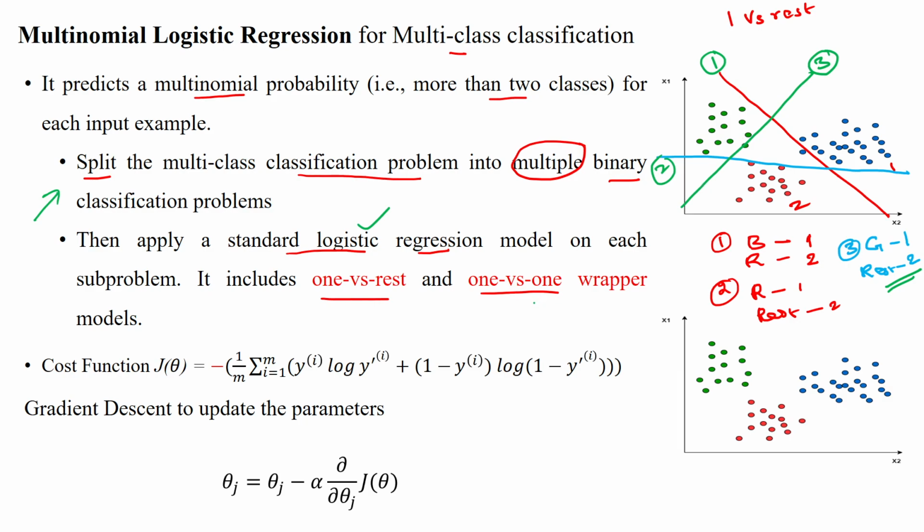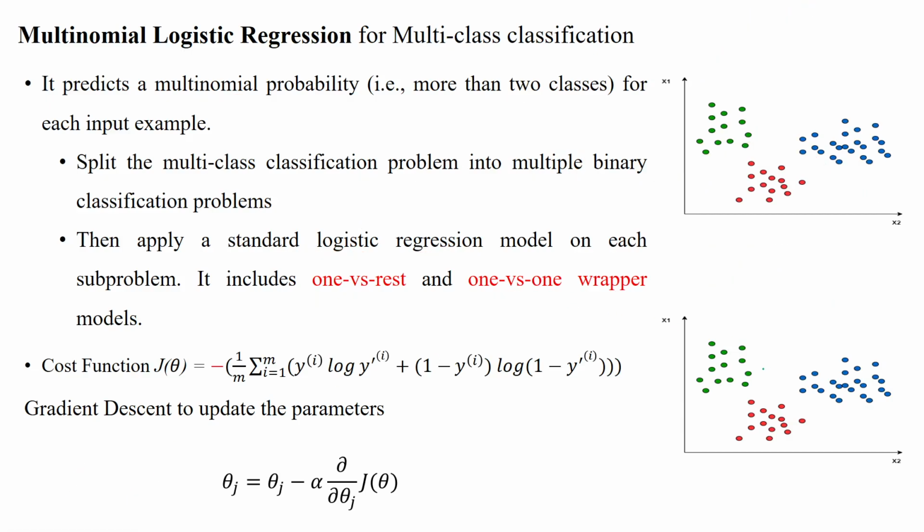And the next one is one versus one. In one versus one, we take only two classes and ignore the third class. For example, it will consider the green class and the red class. It will ignore the blue class, so it will take the decision boundary like this. This is the first sub problem, green versus red, one versus one.